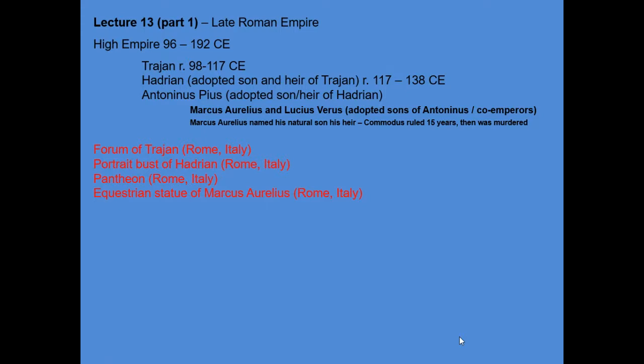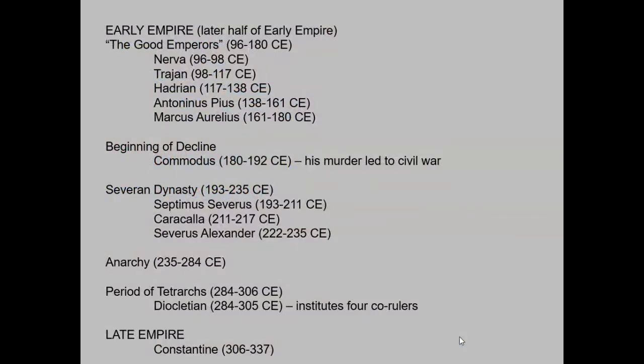So Trajan is emperor from 98 to the year 117. Hadrian, who is the adopted son and heir of Trajan, will rule from 117 to 138, and he is succeeded by Antoninus Pius. He is the adopted son and heir of Hadrian. And then, of course, his adopted sons will become co-emperors. We're looking really at the era that we refer to as the era of the good emperors, Trajan, Hadrian, and Antoninus, ending with Marcus Aurelius.